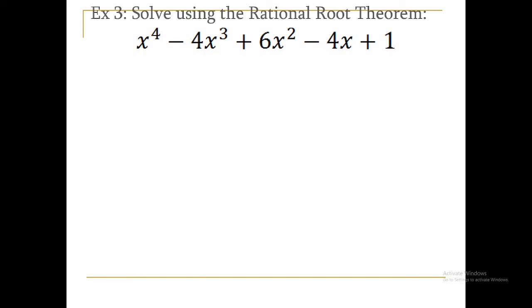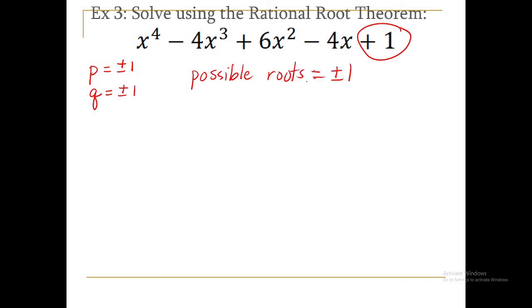This one. Let's solve this. Let's get the roots here. So what are the factors of P? 1. Positive, negative 1. And Q? Positive, negative 1. So the possible roots are what? Positive, negative 1. So to start with, it's easy because there are only two choices. Why get confused when there are only two choices?